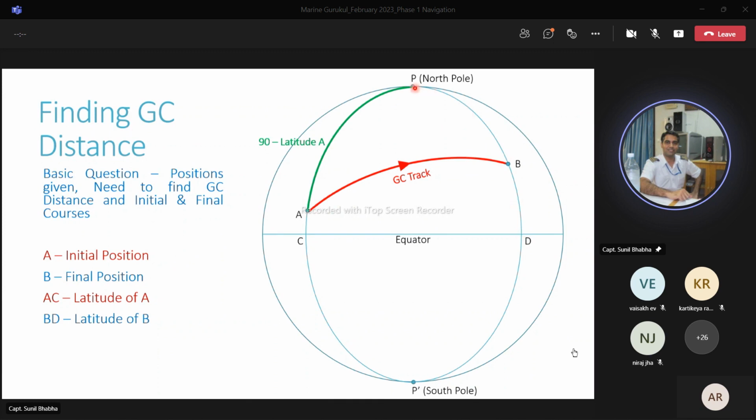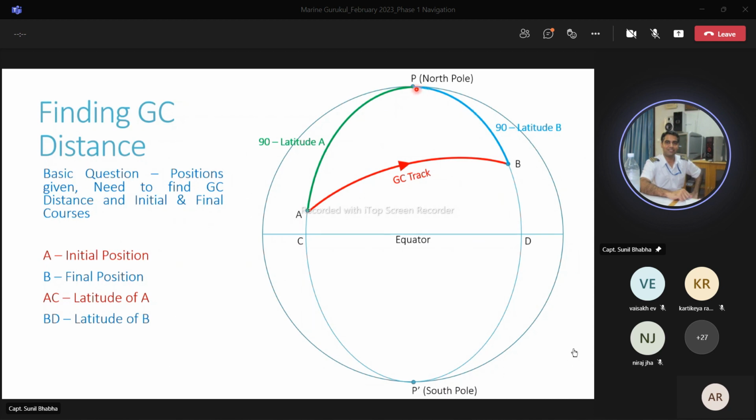I also know that pole to D, P to D, will be 90 degrees. Pole to the equator along any of the meridians is always 90 degrees. So Papa to delta is 90 degrees. Bravo to delta is equal to the latitude of my final position. That tells me that Papa to Bravo, the blue color side, is going to be 90 minus latitude of B. So you can also call it the colat of B or 90 minus latitude of B. Both mean the same thing.